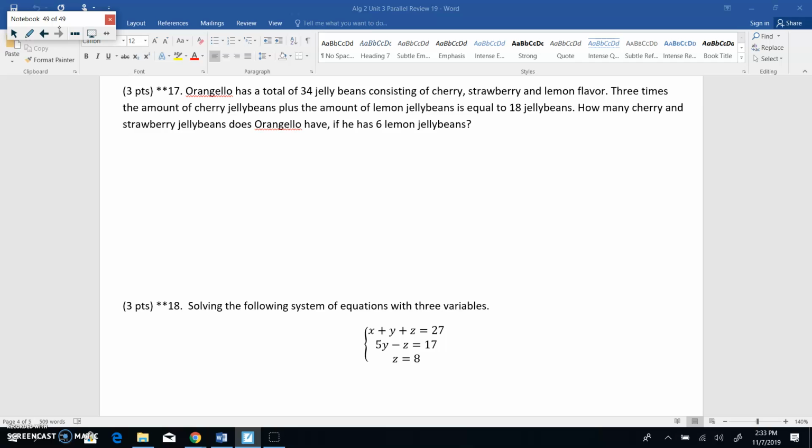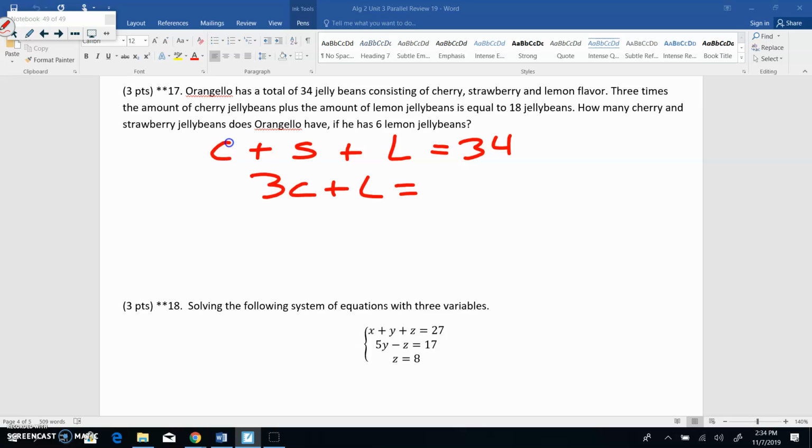Okay, number 17. All right, Arangelo has 34 total jelly beans. Okay, he's got cherry jelly beans, he's got strawberry jelly beans, and he's got lemon flavored jelly beans. Okay, and he's got 34. All right. We also know that 3 times the amount of cherry plus his lemon is 18 of those jelly beans. Okay, and we also know that he has exactly 6 lemon jelly beans.